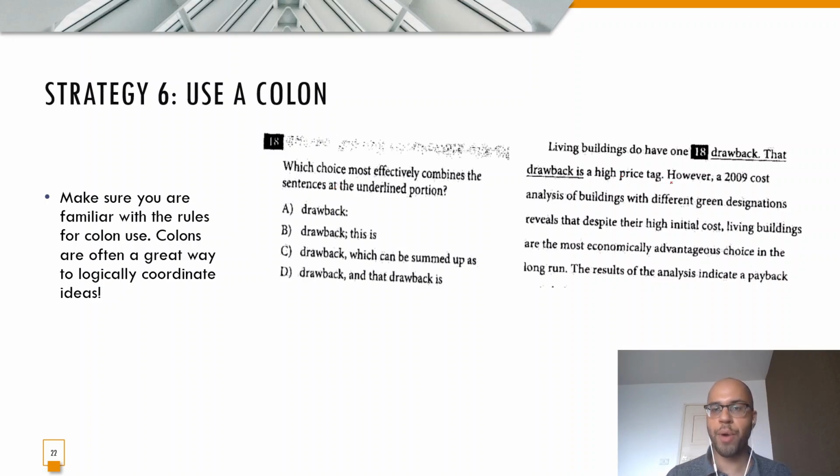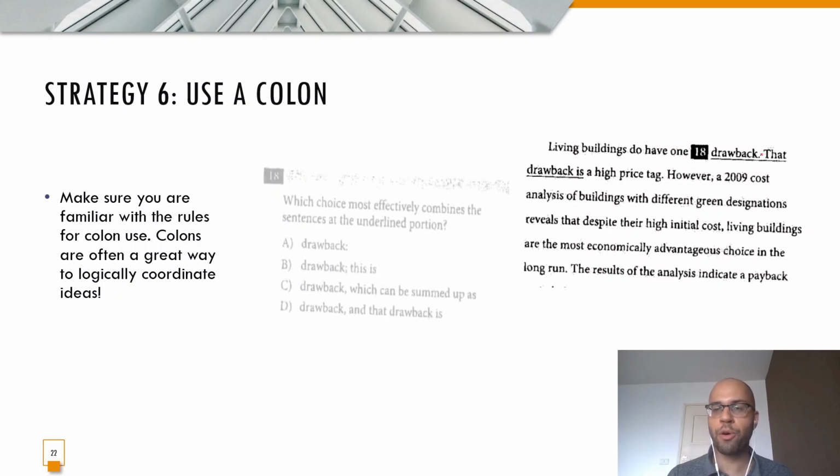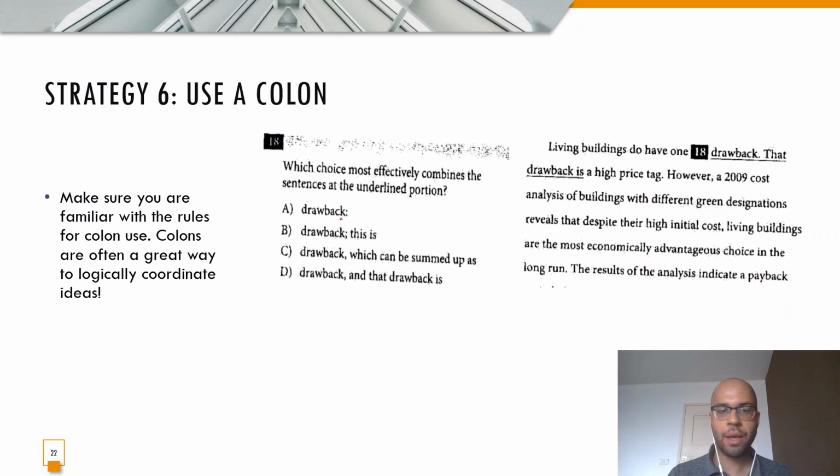"Living buildings do have one drawback." To set up an explanation, I often think of a colon as saying, well, what is that drawback? If we put a colon in here, it's basically saying, what is the drawback? And then the explanation's coming on the other side: a high price tag. And we don't have to have a sentence after a colon. We can just have explanatory material.